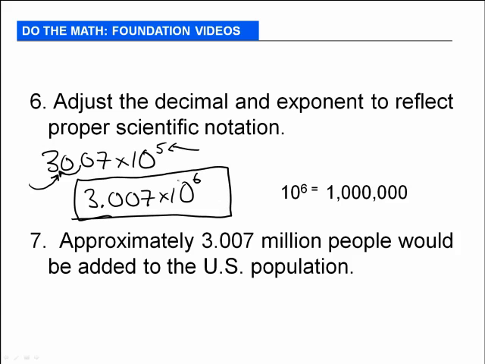Now, to put that in another sense that you probably know, 10 to the 6th is 1 million. So you can say 3.007 million people will be added to the United States population in that year.